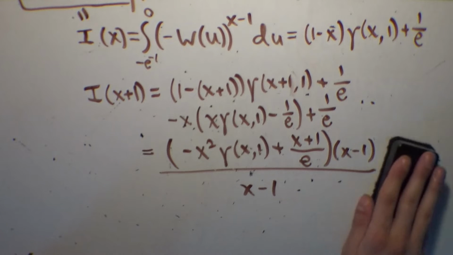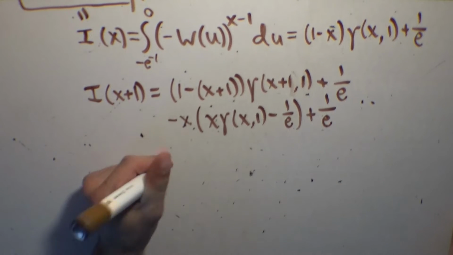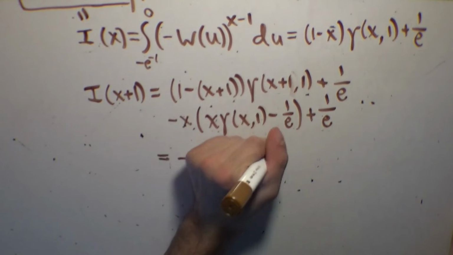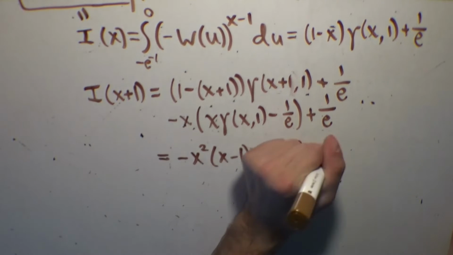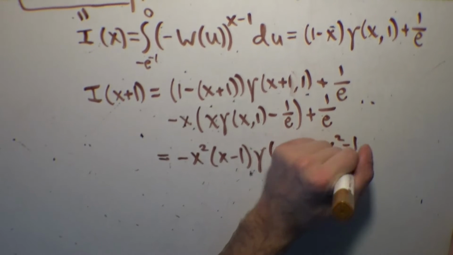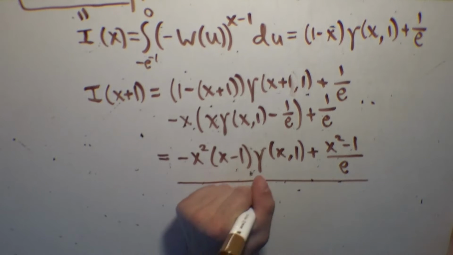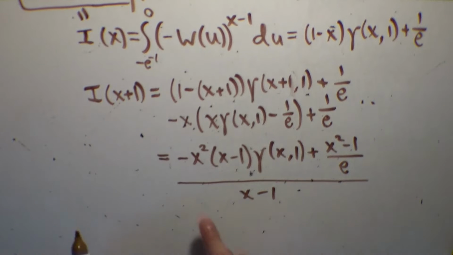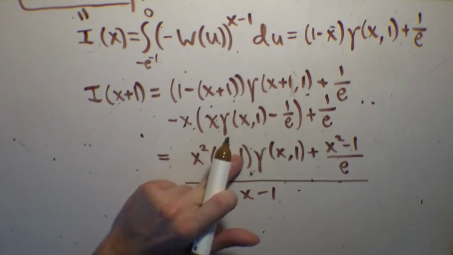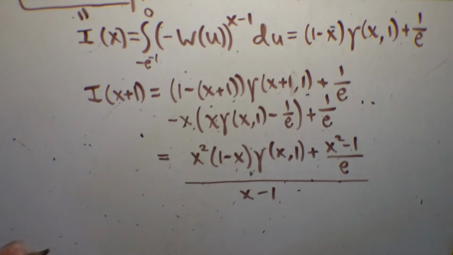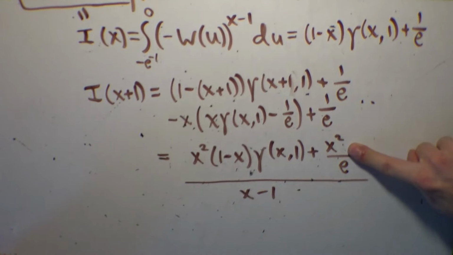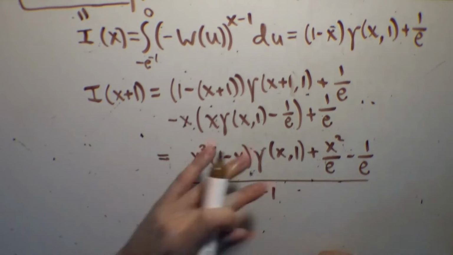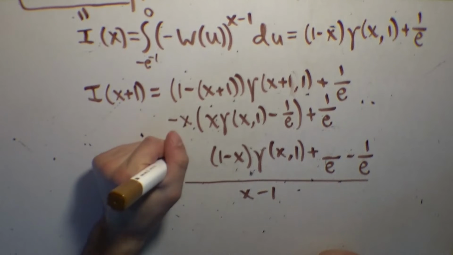So let's erase this and distribute. We end up with negative x squared times x minus 1 times gamma of x comma 1 plus x squared minus 1 over e, all over x minus 1, because this was the x plus 1 in the numerator times that x minus 1 that I just factored in. Now we're going to use this negative to flip this difference, and break this up into x squared over e minus 1 over e. And now we're going to factor the x squared out of here, so the x squared comes out the front.